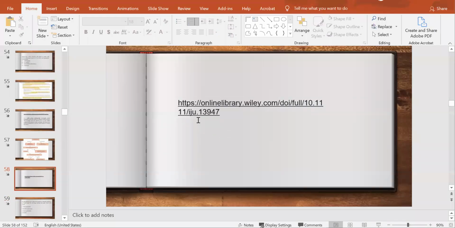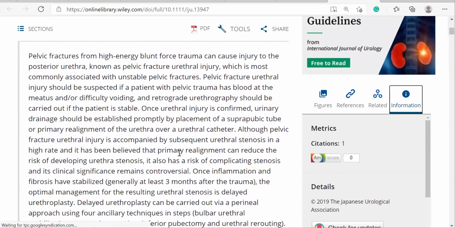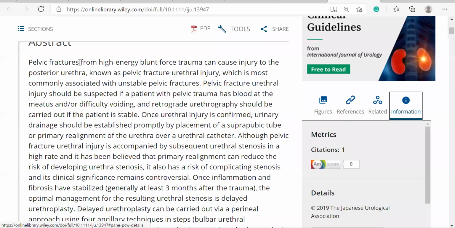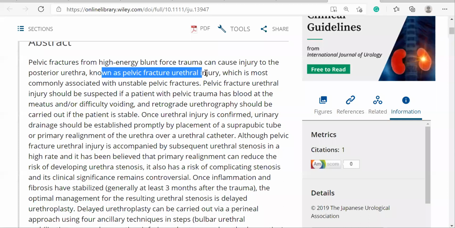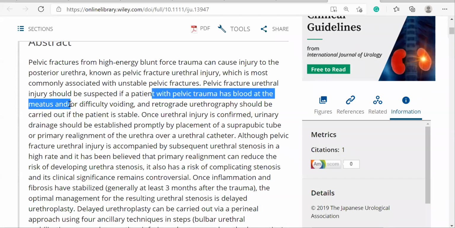If you look here, in this guideline, you will get a better understanding about this urethral and pelvic injury. So pelvic fracture from high energy blunt force trauma can cause injury to the posterior urethra, known as pelvic fracture urethral injury, which is most commonly associated with the unstable pelvic fracture. Pelvic fracture urethral injury should be suspected if a patient with pelvic trauma has blood at the meatus. So our patient also has that, right?